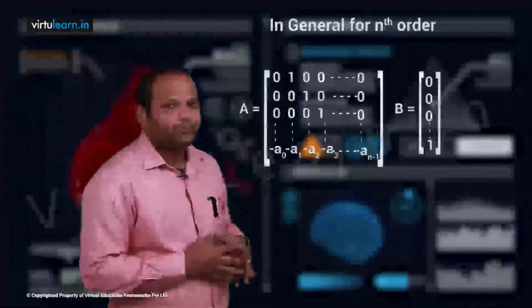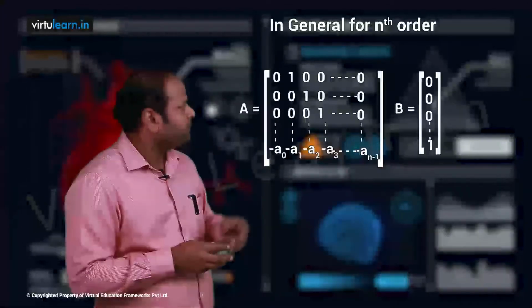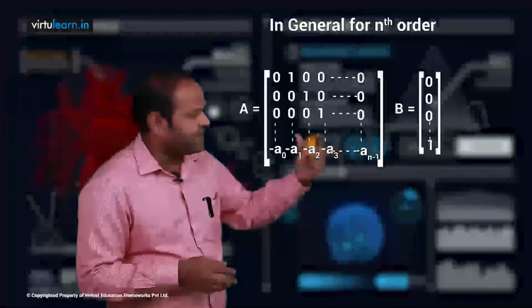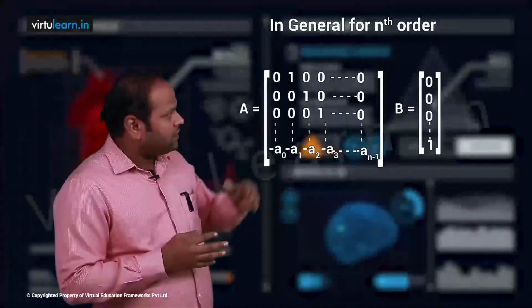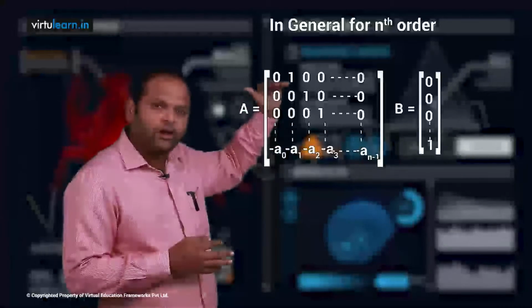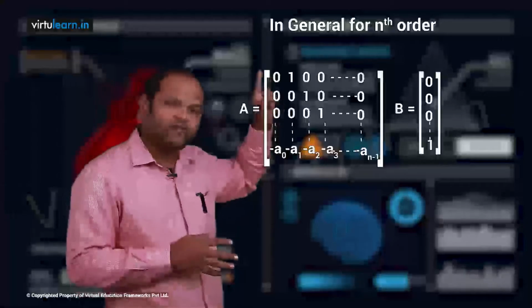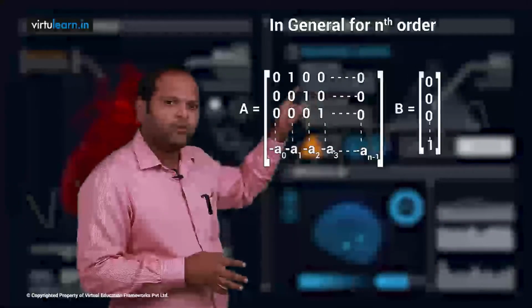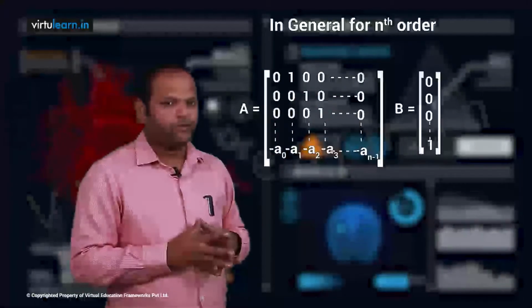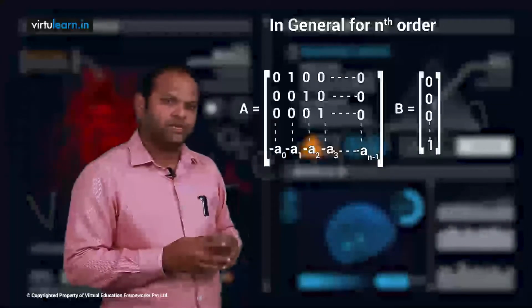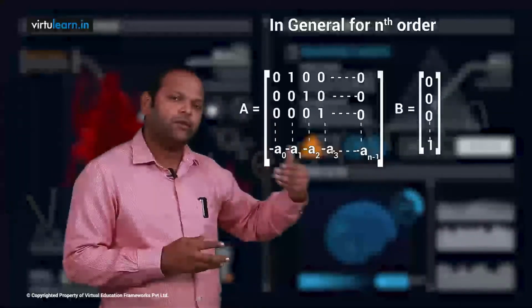So what analysis we did is only for third order, but we can generalize. How can we generalize? So in general, the A matrix entries are like this. Your A matrix dimension is n cross n, and the first n minus 1 rows we can fill like this. The first row will always start with 0 followed by 1 and all remaining are zeros.